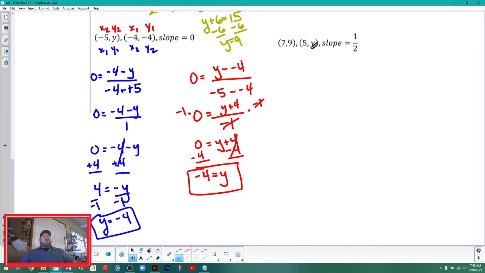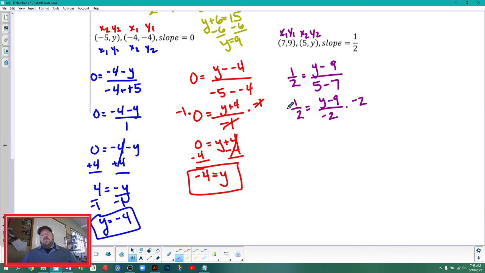So I am going to work to put the unknown in the 2 spot just to avoid that negative y step. So we have x1, y1, x2, y2, and my slope is 1/2, y2 minus y1 over x2 minus x1. Here we have 1/2 is equal to y minus 9 over negative 2. Multiply by negative 2 on both sides. Use a calculator if you have to, but that's going to give me a negative 1. And when I add 9 to both sides, I get 8 equals y. And there we go.